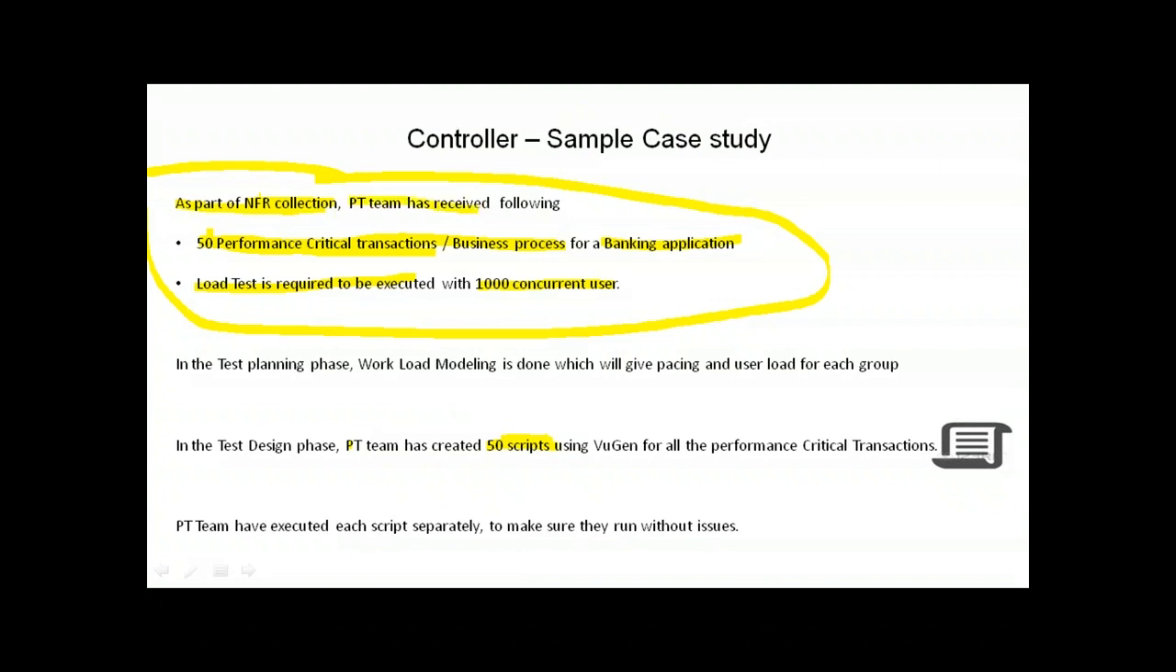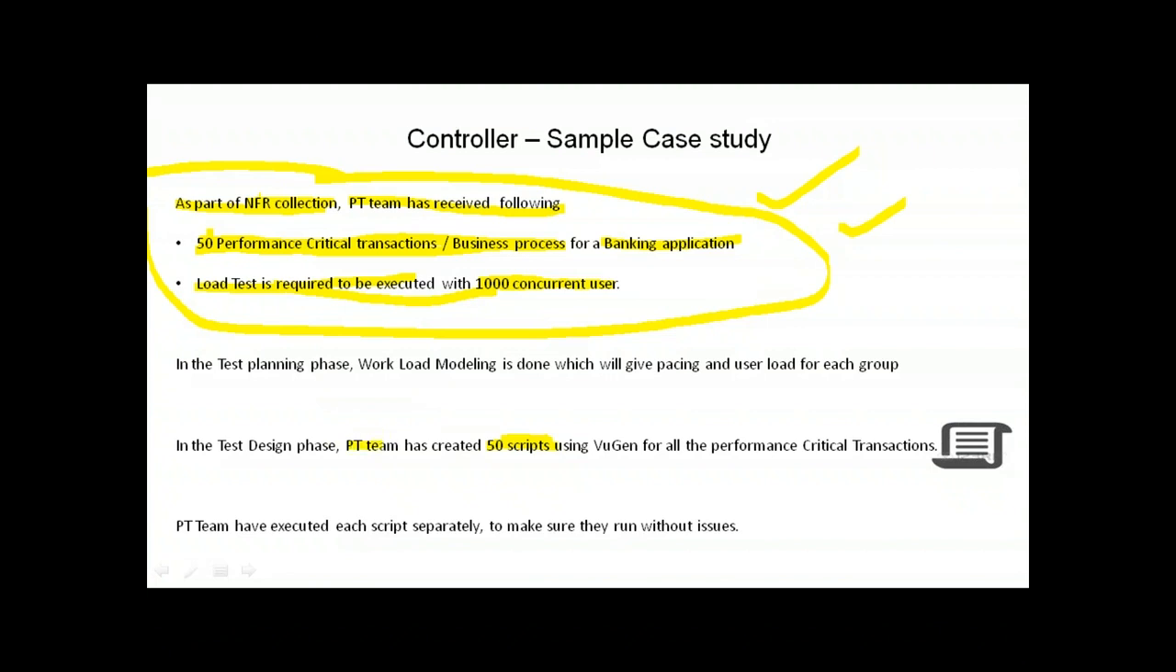So now you see, Susie, as a part of NFR collection, the PT team has received the following. What has the PT team received? 50 performance critical transactions or business processes. And then the load test is required to be executed with how many users? 1000 concurrent users. Are we clear so far, Susie? Yes. Okay. This is what we have collected.